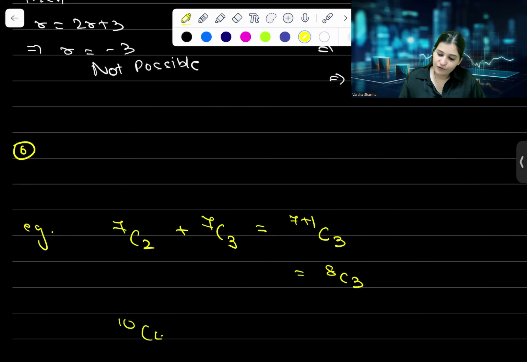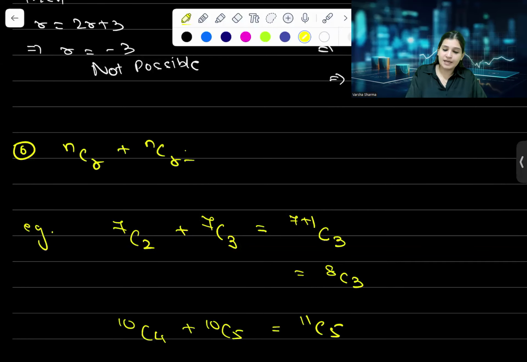If I have 10C4 plus 10C5, the above number is the same and below there are two consecutive numbers. So the above number gets added by 1 and below we write the larger number. So the answer would be 11C5. The formula says nCr plus nC(r minus 1), where r and r minus 1 are two consecutive numbers. Then the answer would be (n plus 1)C something. Which one is the larger number? r.